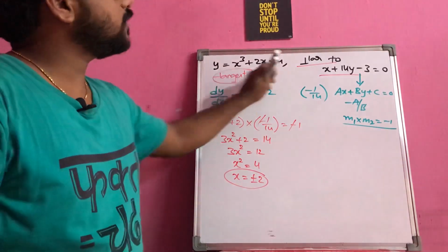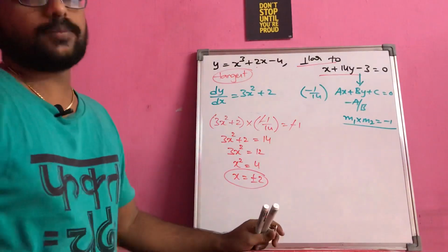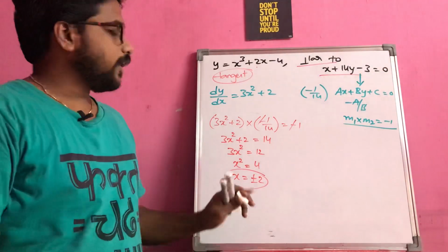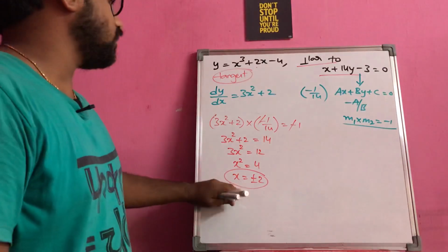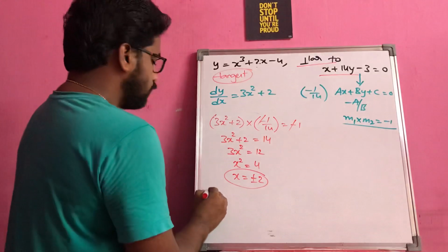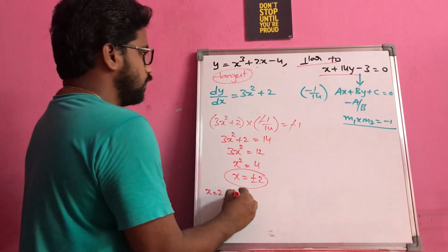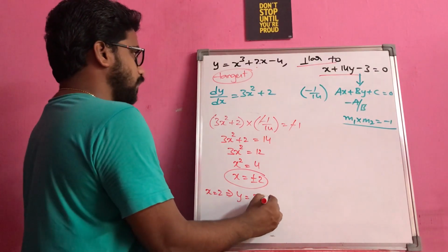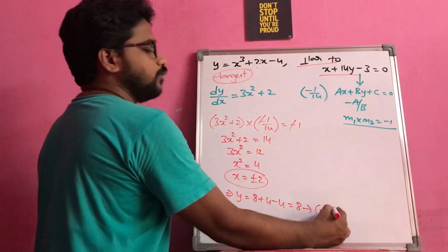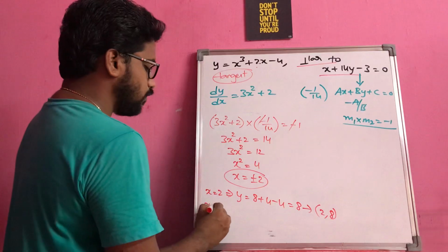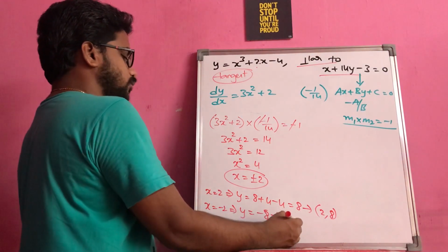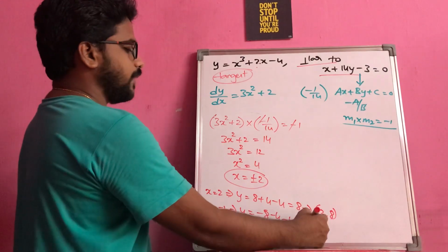Now if you see in this question, they didn't mention the point at which you have to find the tangent or normal. So here we got the value of x. If you resubstitute the value of x in the curve, then you will get the value of y. So if I substitute x is equal to 2, then y is equal to 8 plus 4 minus 4, which is equal to 8. So the corresponding point is (2, 8). And x is equal to minus 2 implies y is equal to minus 8 minus 4 minus 4. That will give us minus 16.